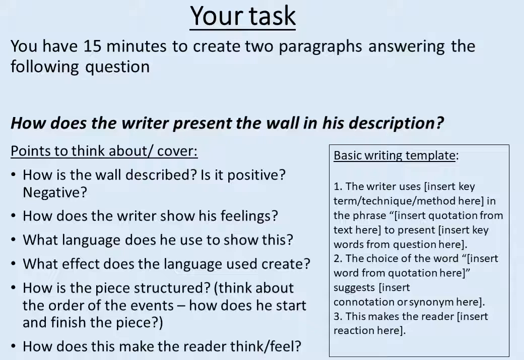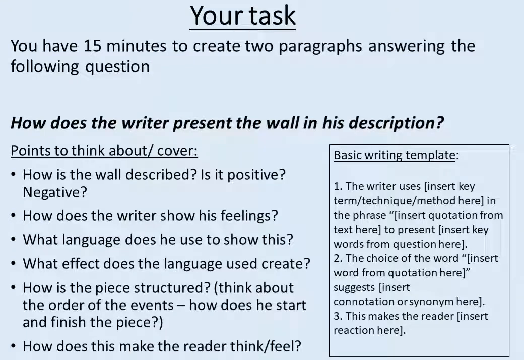You now have 15 minutes to create 2 such paragraphs answering the following question. How does the writer present the wall in his description? Points to think about or cover. How is the wall described? Is it positive or negative? How does the writer show his feelings? What language does he use to show this? What effect does the language create? How is his piece structured? Think about the order of events. How does he start and finish the piece? And how does this make the reader think or feel?